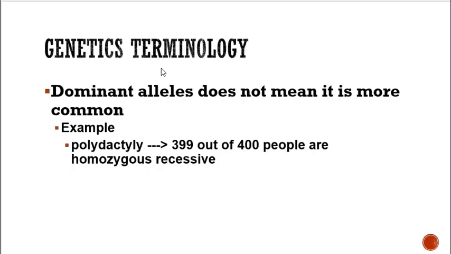that makes sense. Okay, so polydactyly is controlled by a dominant allele, but very few people show that dominant allele. 1 out of 400 people has the dominant allele, whereas there are far more people who have the recessive allele. So that's the point of this slide, is just to simply say, all right, dominance does not mean it dominates the population.